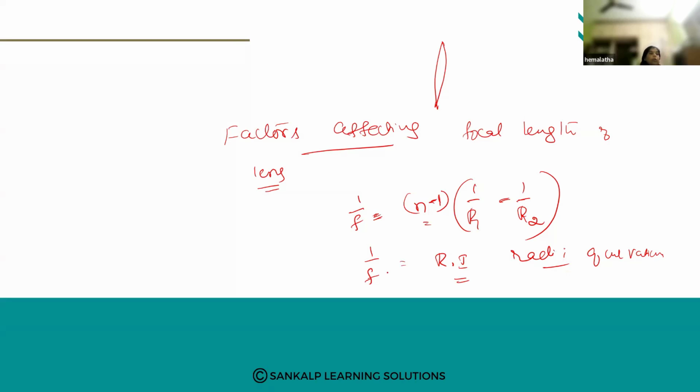And next is what? If you are writing power, power is equal to, I will write all this, see. They ask this kind of question a lot. Power is equal to what? Power we know is 1 by f. Correct or not? This is also nothing but power is nothing but n minus 1 into 1 by r1 minus 1 by r2. You can write like this.